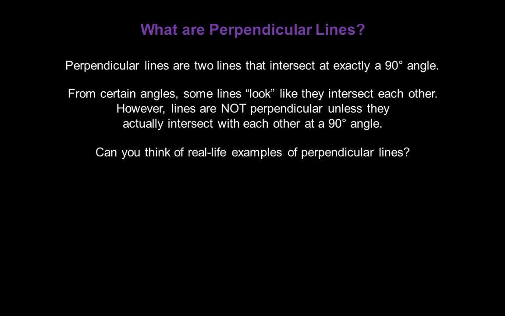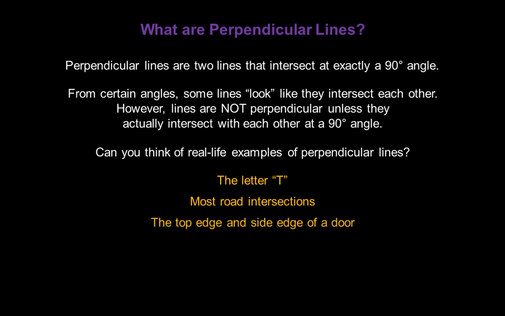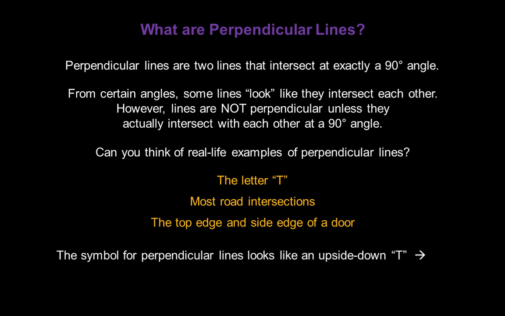Can you think of real-life examples of perpendicular lines? Well, how about the letter T? Most road intersections form a perpendicular angle, and so do the top edge and side edge of a door. The symbol for perpendicular lines looks like an upside-down T.